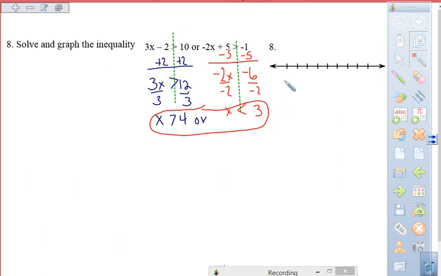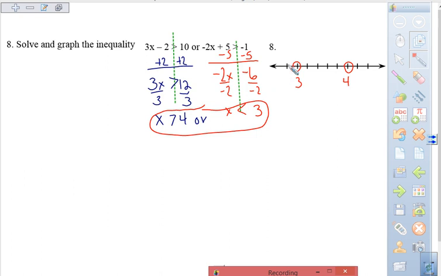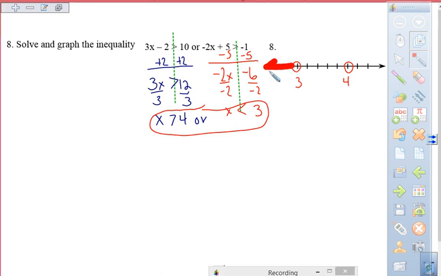So, on our number line, we need a 3 and a 4. So maybe I'll put 3 here, I'll skip a bunch of space, put a 4 here. Are these open or closed? Open. And we want to be less than 3, and we want to be greater than 4. So our graph is edges.